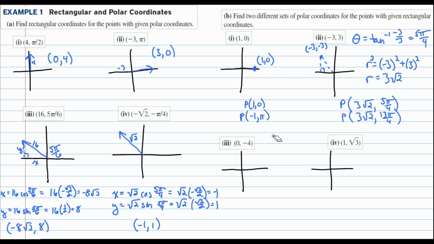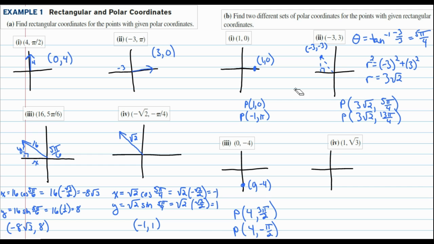Part 3, 0, -4, so that one is straight down the negative y-axis. That one's pretty simple rotation-wise. I don't have to do any calculations. That's just a rotation of 3 pi over 2 and 4 units away. Or I could call that a rotation of -pi over 2 and still 4 units away.